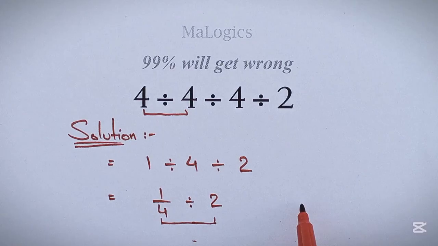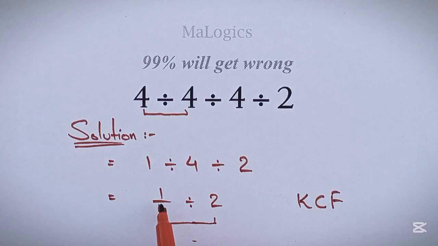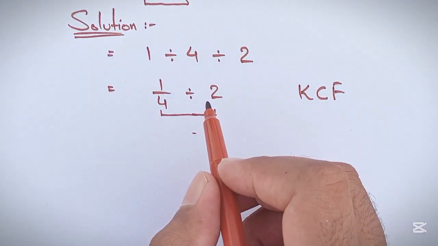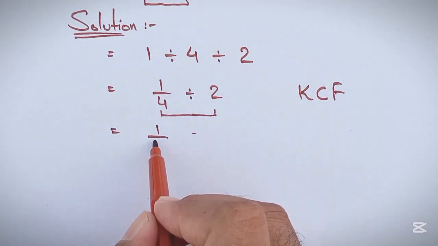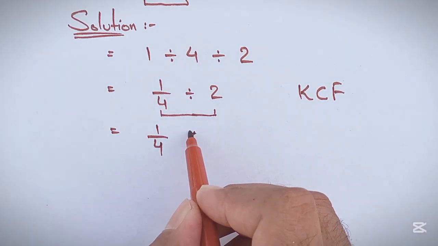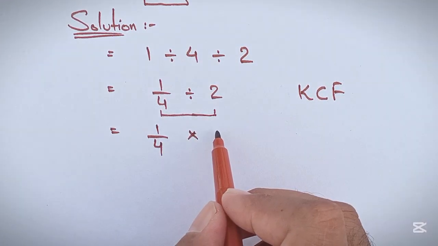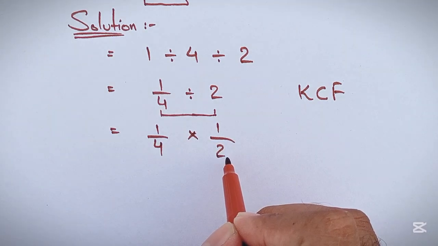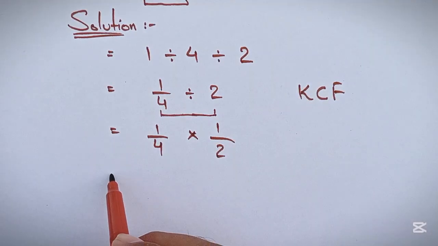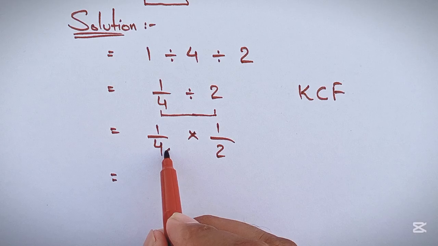We'll apply the KCF rule. Keep the first fraction as it is, change the sign, and flip the second fraction. Just like here, keep 1 over 4 as it is. Change the division sign into multiplication and flip this 2 into 1 over 2. Easy, right? Okay, now here multiply bottom with bottom.